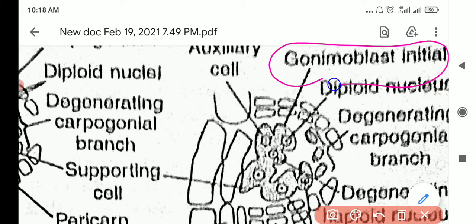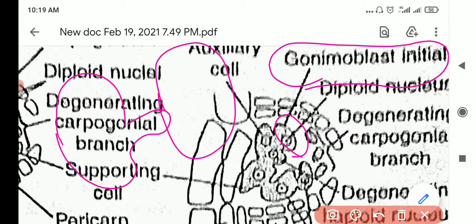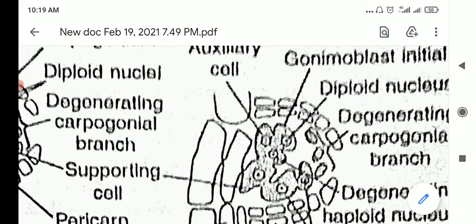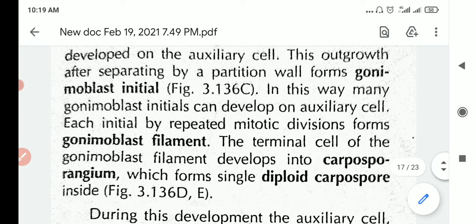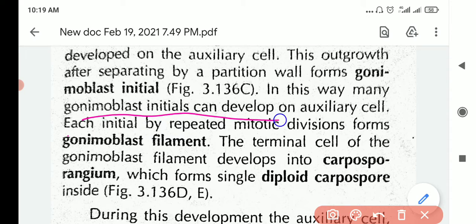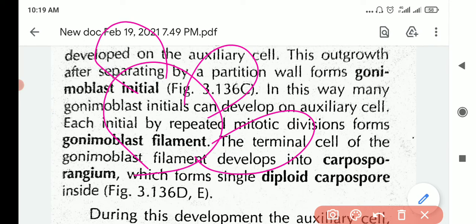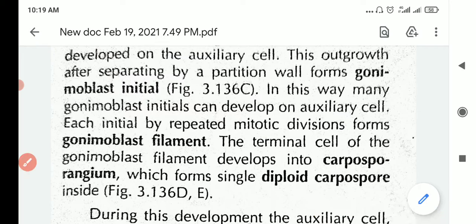So there is one outgrowth here. It will form an initial known as the gonimoblast initial. Remember, from the auxiliary cell came a tube, right? This tube connects to the carpogonial zygote. So this outgrowth will keep on growing and form the gonimoblast initial. Then many more gonimoblast initial cells will develop on that auxiliary cell, and they will keep on dividing by mitosis to form the gonimoblast filament. So if this is the auxiliary cell, this one is a gonimoblast initial. Many will keep forming, dividing by mitosis and increasing in size to form the gonimoblast filament. So let us see the filament.